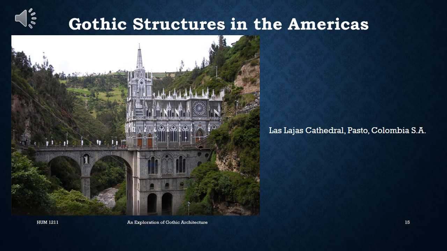As I stated earlier, the Gothic style architecture was carried throughout the whole world. This is a structure called Las Lajas Cathedral in Pasto, Colombia. The purpose of this cathedral was to commemorate the legend of the Virgin who appeared on a rock 45 feet above the river on which this cathedral was built.